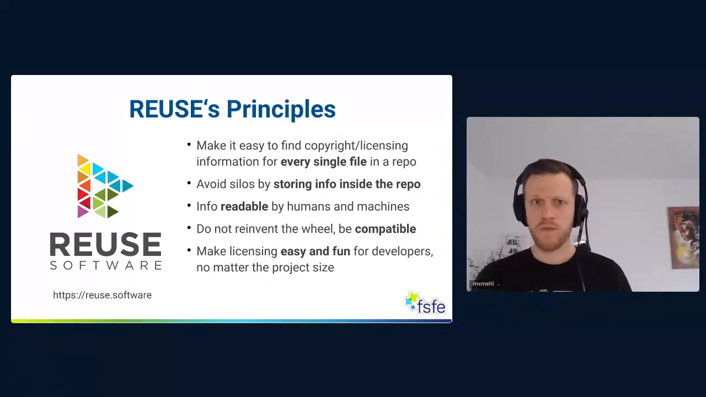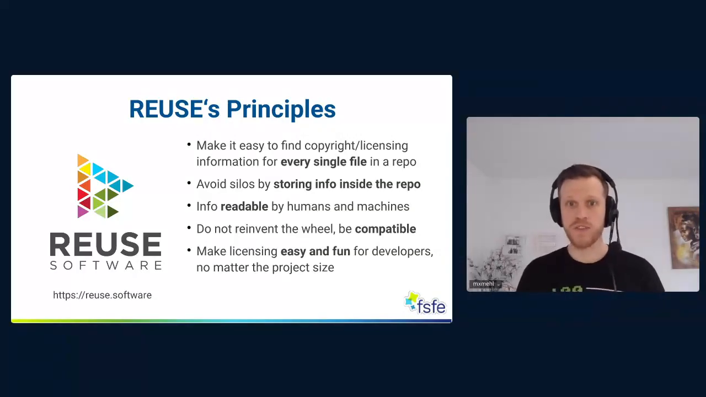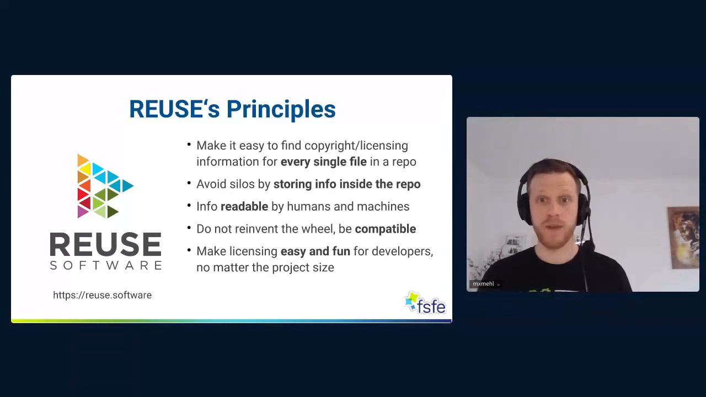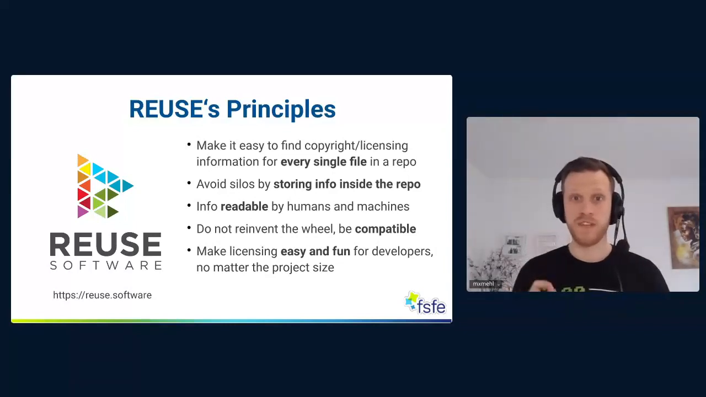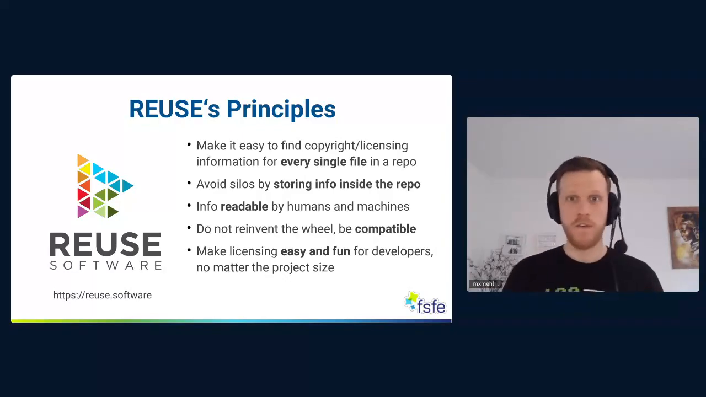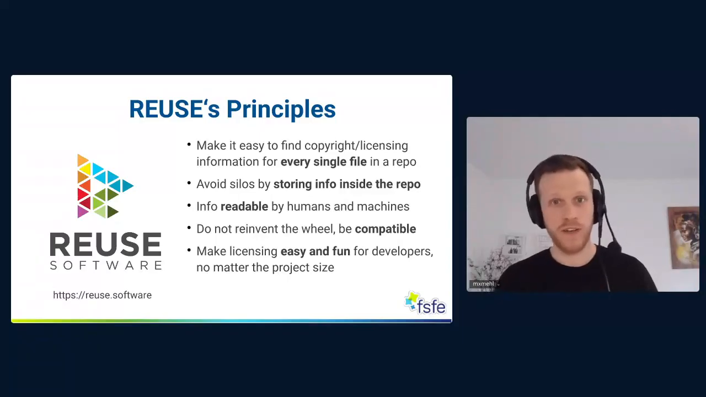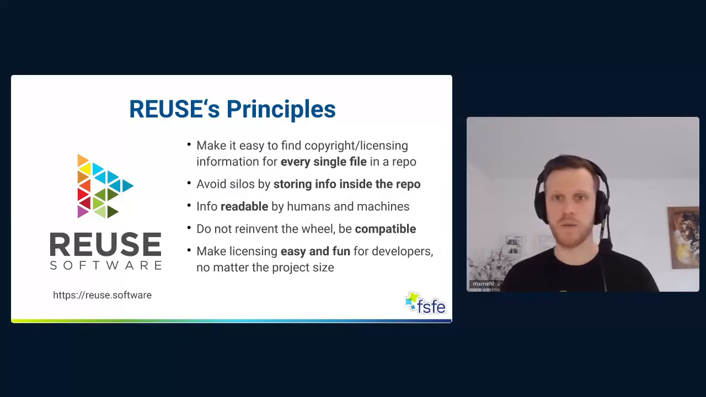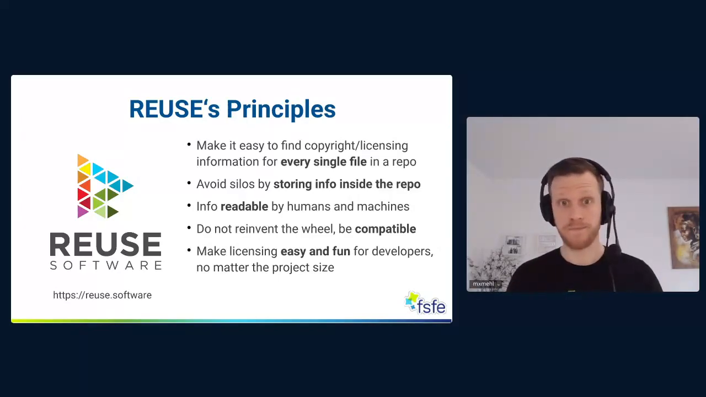So a great goal, or one of the big goals, is that we want to make it easy to find copyright and licensing information for every single file in a repository. And by every single file, I really mean that. No matter whether it's a 50,000 lines of code source code file, or an image, or a configuration file, it should be easy to find out the licensing and copyright for this file.